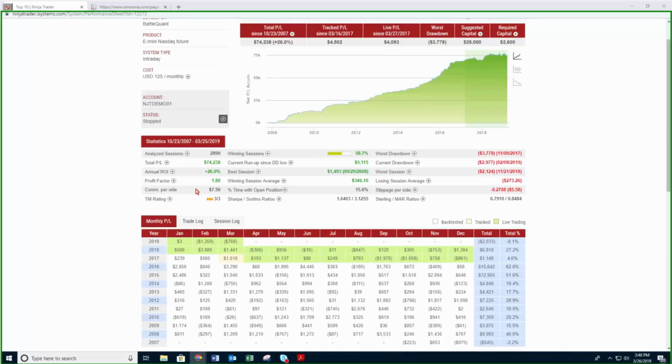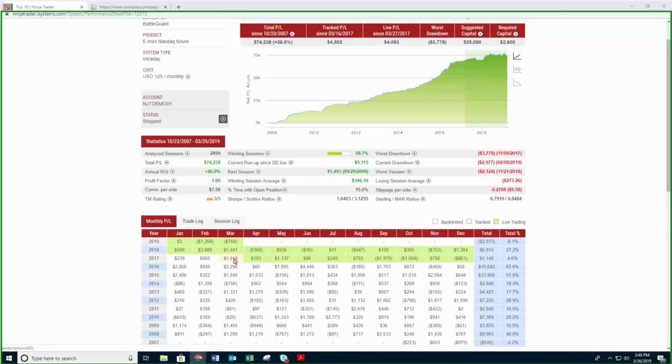From there, we also take into consideration commission. Commission on this E-mini system, E-mini NASDAQ, is $7.50 a side. That's all in. So we've tried to be as net as we can. The yellow is tracked. So now that's when we're tracking the system. No one's trading the system. We're grabbing the fills and we're tracking it. We're still taking into consideration slippage. We're still taking into consideration the cost of the system and commission.